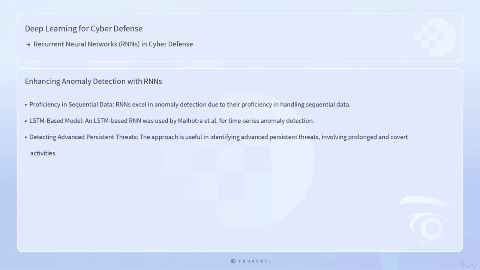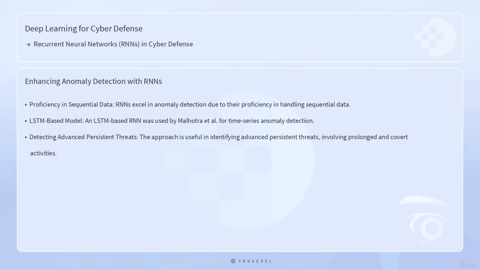Moreover, RNNs are instrumental in enhancing the capabilities of anomaly detection systems. Anomaly detection in cybersecurity involves identifying unusual patterns that do not conform to expected behavior, which is crucial for uncovering stealthy attacks that might evade signature-based detection methods. RNNs excel in this domain due to their proficiency in handling sequential data.